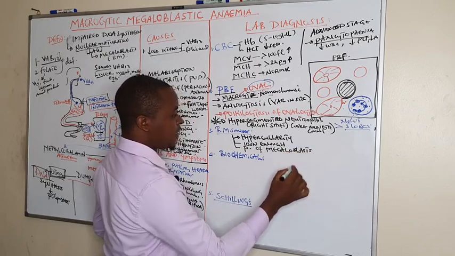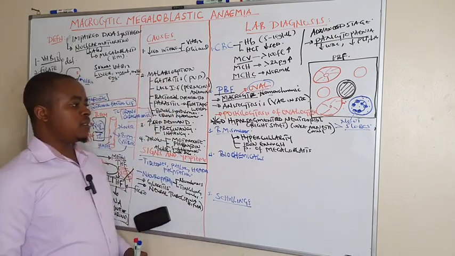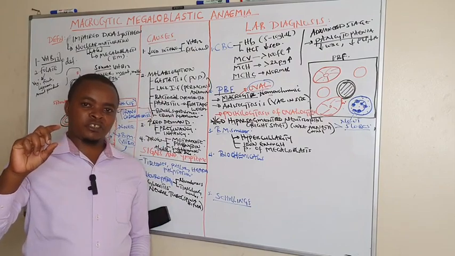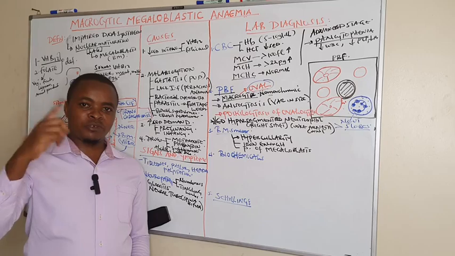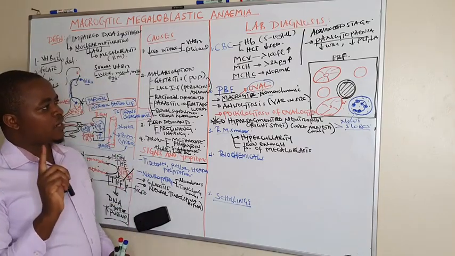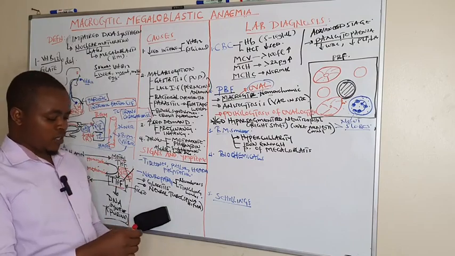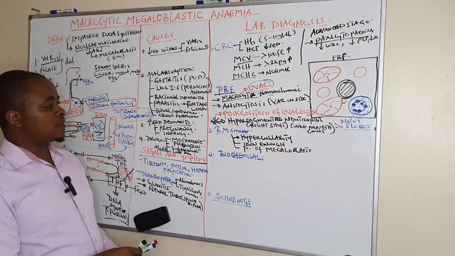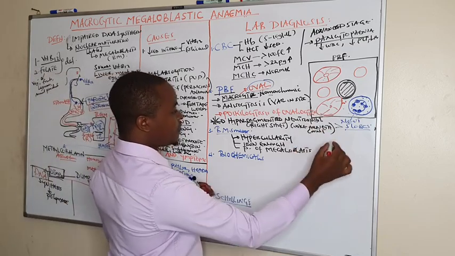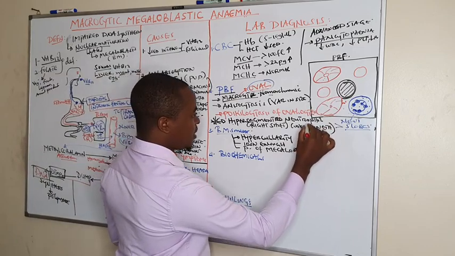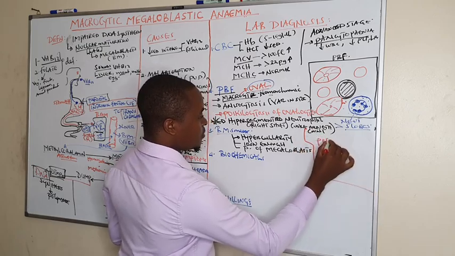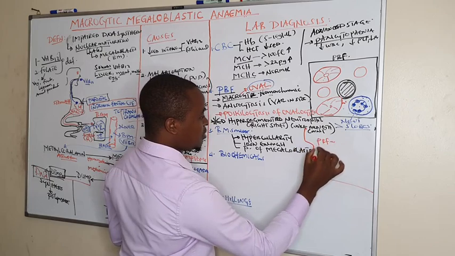Megaloblasts are different from normal blasts because they have impaired DNA replication or mitosis. But there is one thing we have not talked about under PBF: the red cell inclusion bodies. Still in the PBF, we shall look at red cell inclusion bodies.